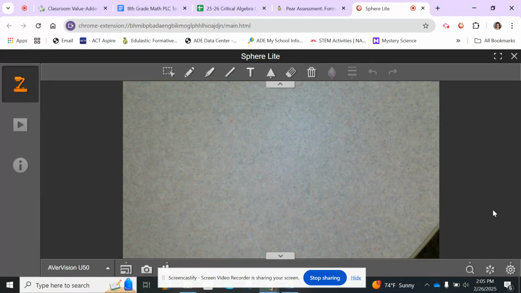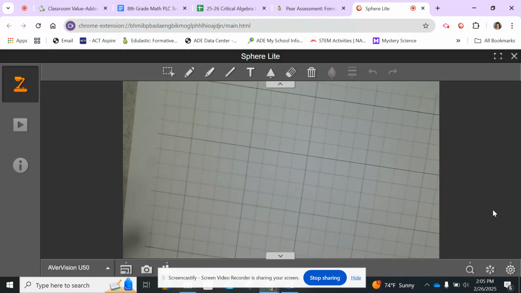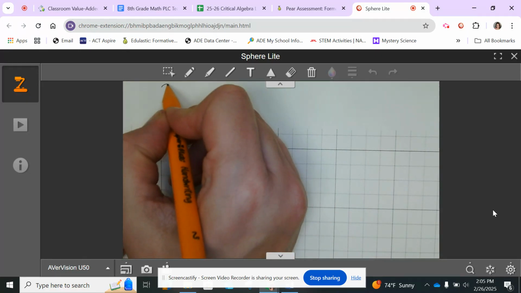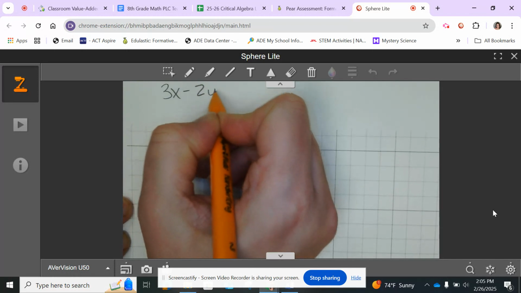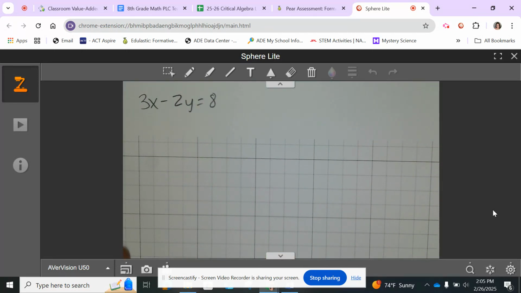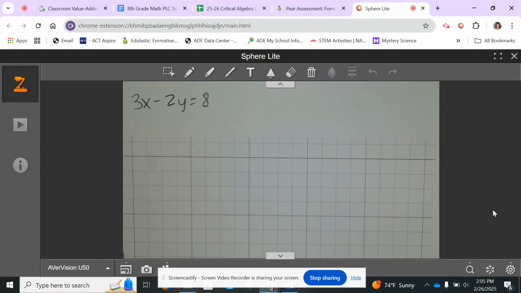Okay, what we are going to do next is, what if it's not in slope-intercept form? What if they give us one in standard form? So for example, 3x minus 2y equals 8. There's really no difference other than you have more options. So if you enjoy rewriting it in slope-intercept form, y equals mx plus b, you could do that. Then you would know what your y-intercept is.